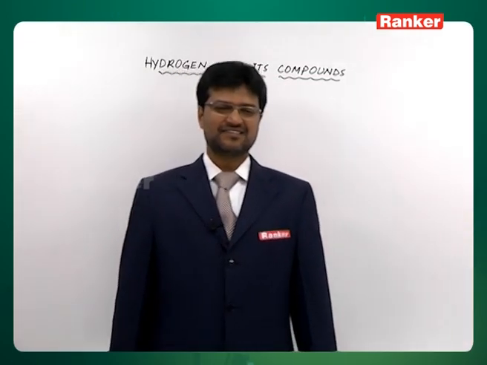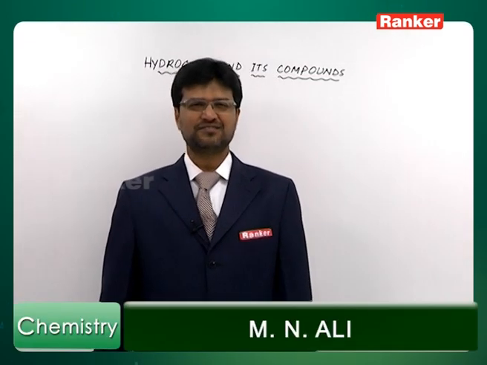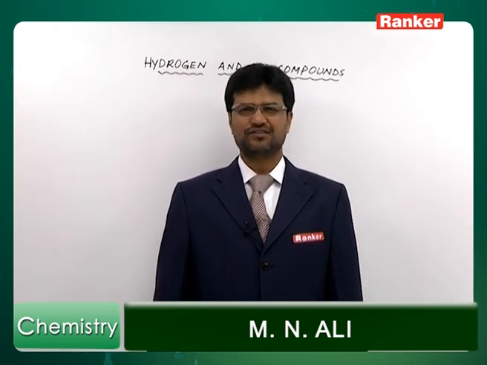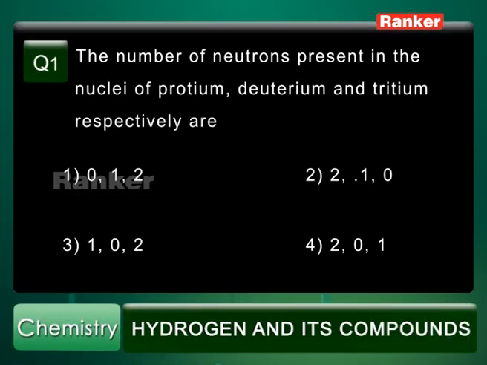Topic of discussion is hydrogen and its compounds. Let's do some multiple choice questions based on this chapter, hydrogen and its compounds. Question number 1. The number of neutrons present in the nuclei of protium, deuterium and tritium respectively are.